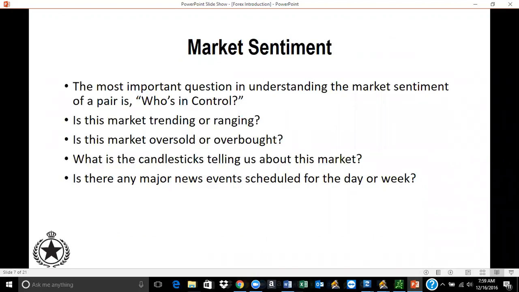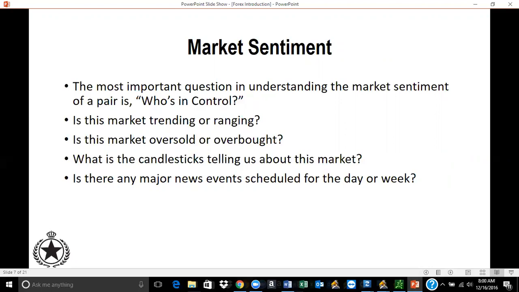All right, market sentiment. As we talked about, one of the most important questions you ask yourself before you place a trade is: who's in control? Whatever market pair you're trading, you have to know the answer to this question. Because if you do not know the answer, more likely you will not be successful in your trade. You have to know who's in control.